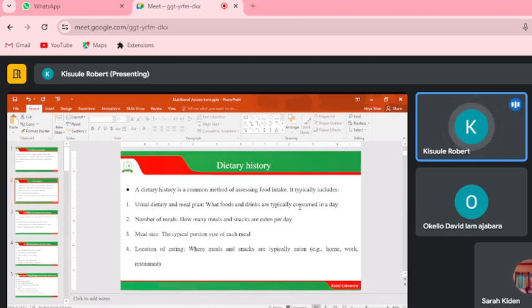We are saying it typically includes usual dietary and meal plans, what foods and drinks are consumed in a day. This is where we look at the 24-hour records, the food frequency questionnaire. Then we have food records.